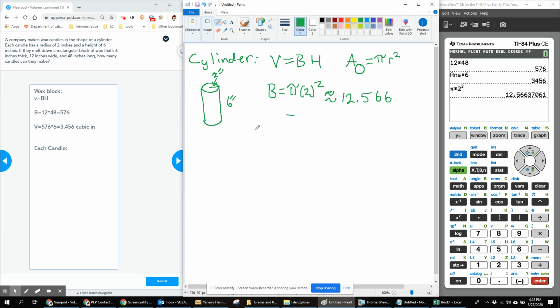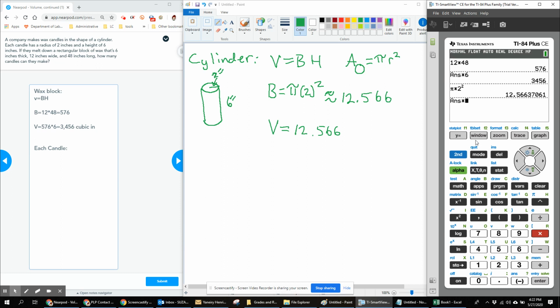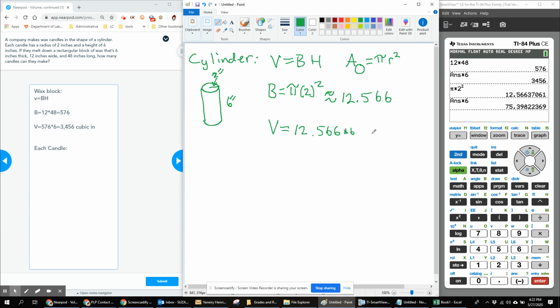So I'm going to do this times my height. 12.566. And I'm not even actually going to round it off. I'm going to just use this answer, so I've got even more precision in my actual calculation, times 6. Equals 75.398.